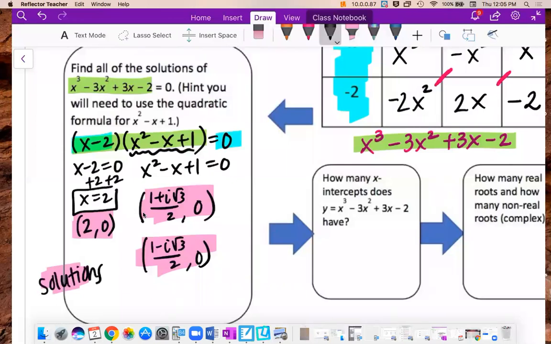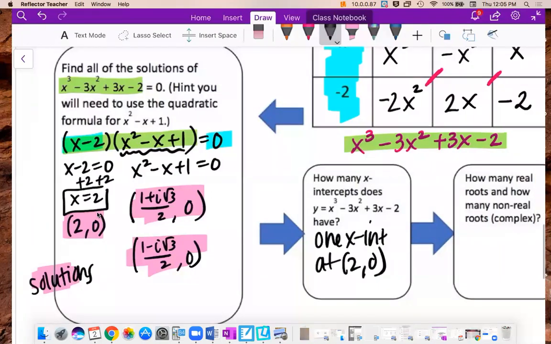And then we're just going to answer some questions. So this one says, how many x-intercepts does this have? Well, we know these two solutions are imaginary, which means they don't cross the x-axis or touch it. So this is the only x-intercept that you have. So you only have one x-intercept at 2, 0.